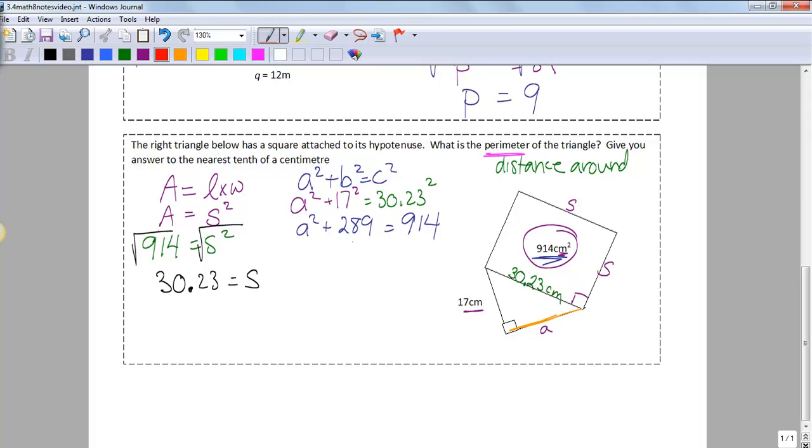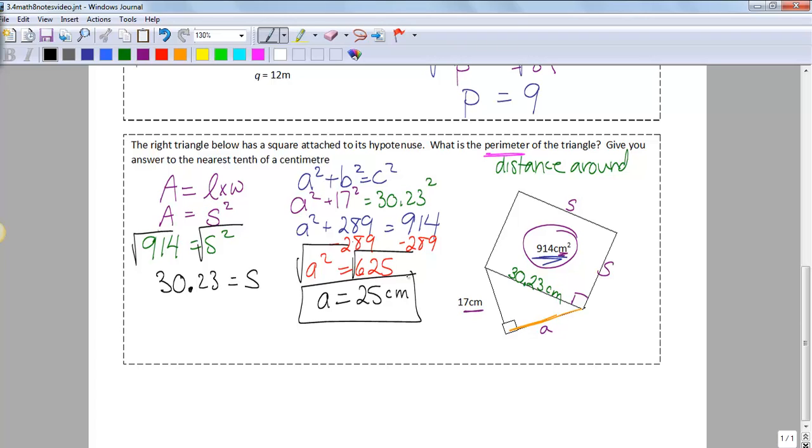So let's isolate for A. We'll subtract 289 from each side. And then in my calculator, 914 minus 289 equals 625. Sweet. But remember, that's the area. We want to find just the length of a side. Square root, guess what? Equals 25. Excellent. So, I know that one side of the triangle is 25.